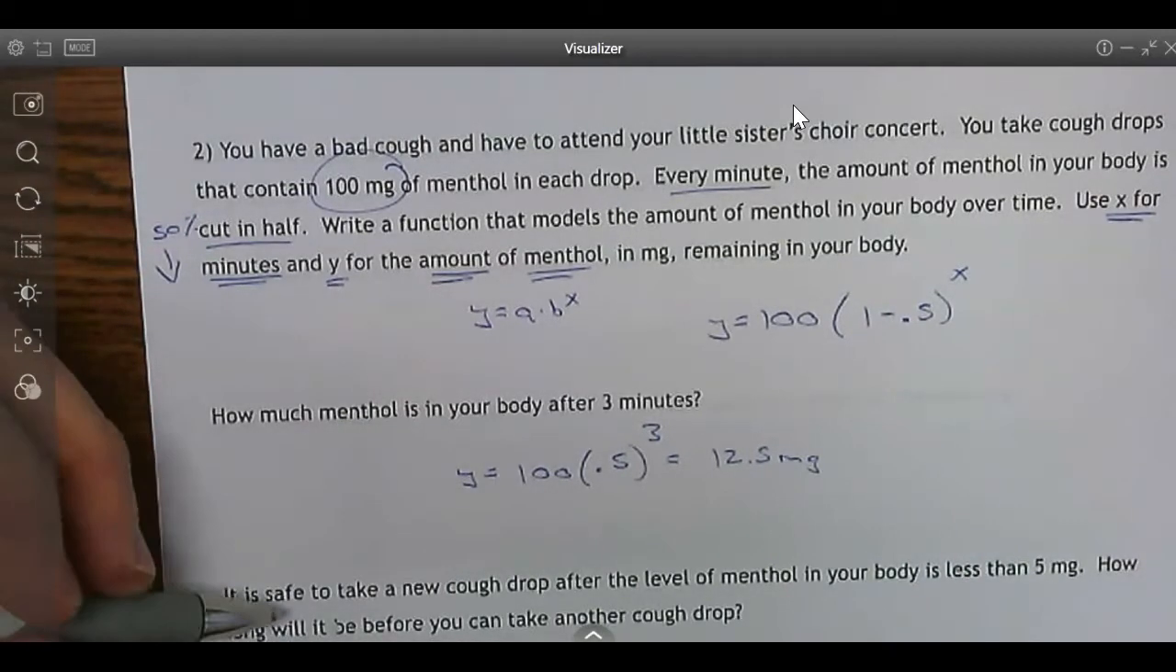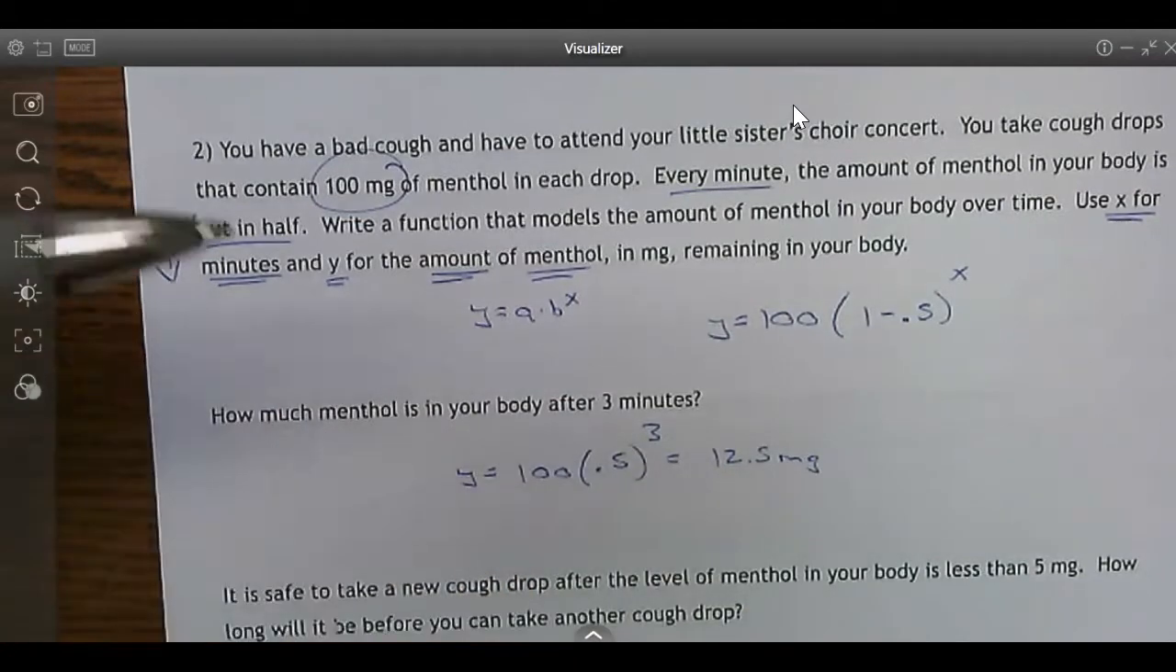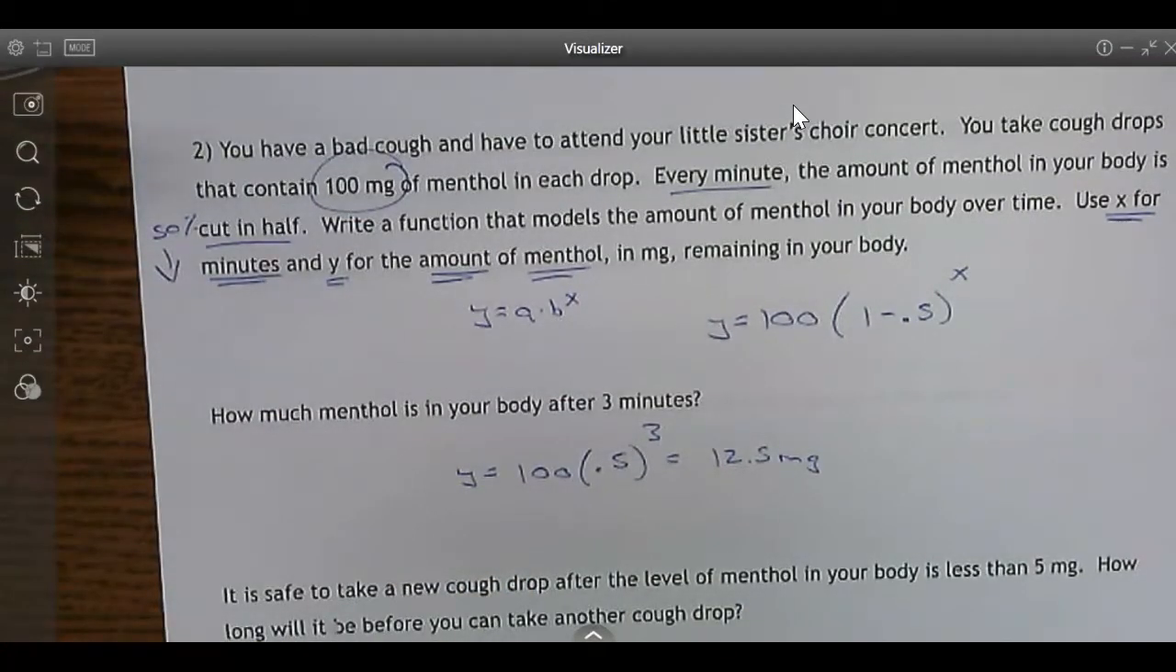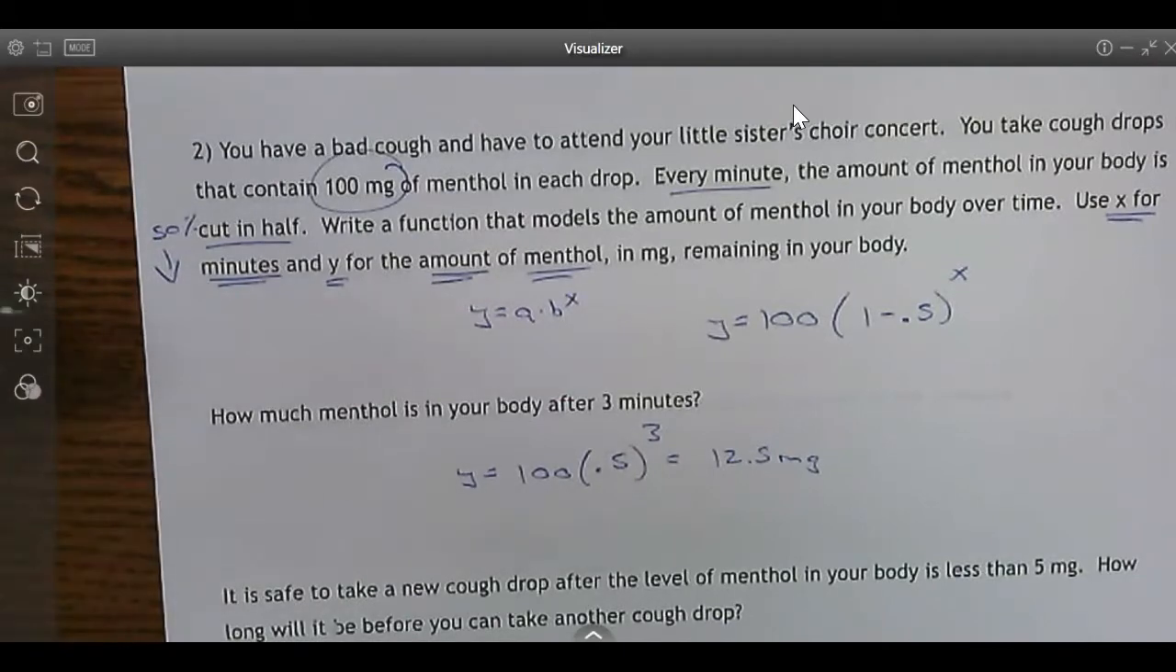This third part asks, is it safe to take a new cough drop after the level of menthol in your body is less than 5 milligrams? Or I'm sorry, it is safe once it's less than 5 milligrams. How long will it be before you can take another cough drop?